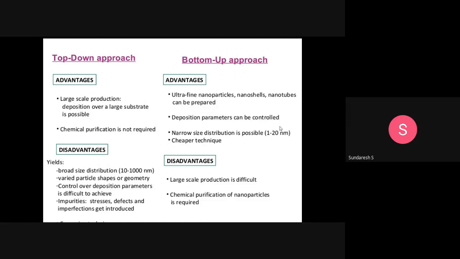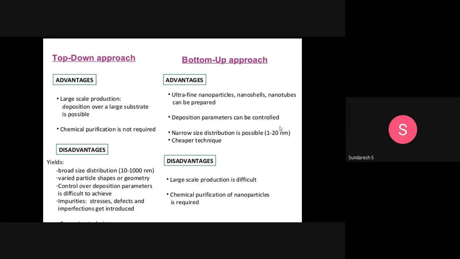Okay. Narrow size distribution is possible and it is cheaper in technique. Narrow size means you can go down to 1 to 20 nanometers, which is highly impossible in a top-down approach. You can obtain the size of 1 to 20 nanometers by using this bottom-up approach. And relatively, they are cheaper in technique. These are some of the advantages of the bottom-up approach.